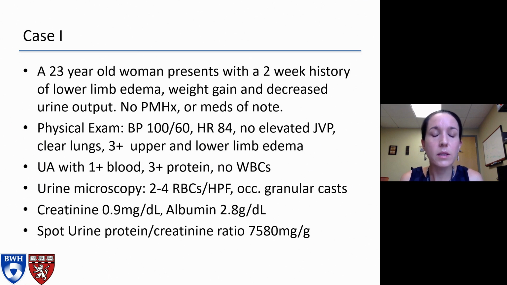So let's do a case to apply some of the things that we've talked about. So this is a 23-year-old woman who presents with a 2-week history of lower limb edema, weight gain, and reduced urine output. She really has no past medical history of note.